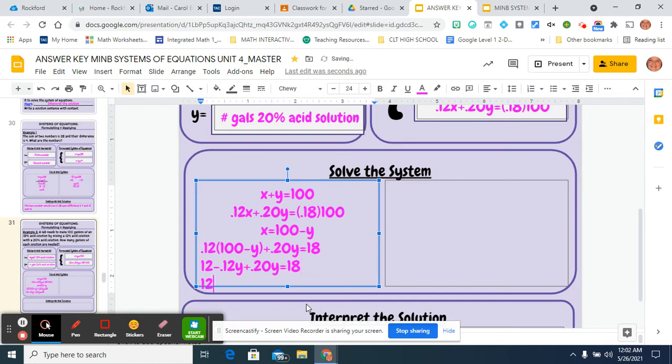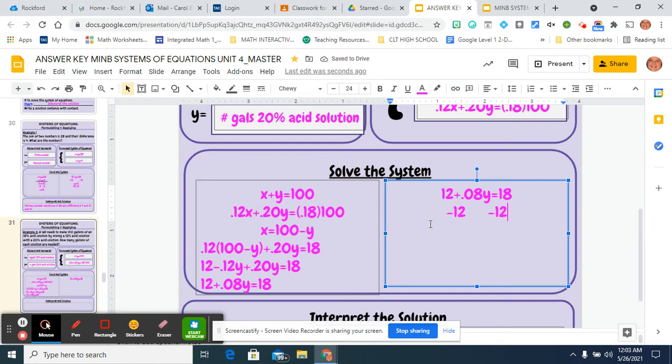I'm going to combine to get 12 plus 0.08y equals 18. I continue on over here. I can subtract the 12 from both sides to get 0.08y equals 18. So 18 divided by 0.08 is going to give us 125.